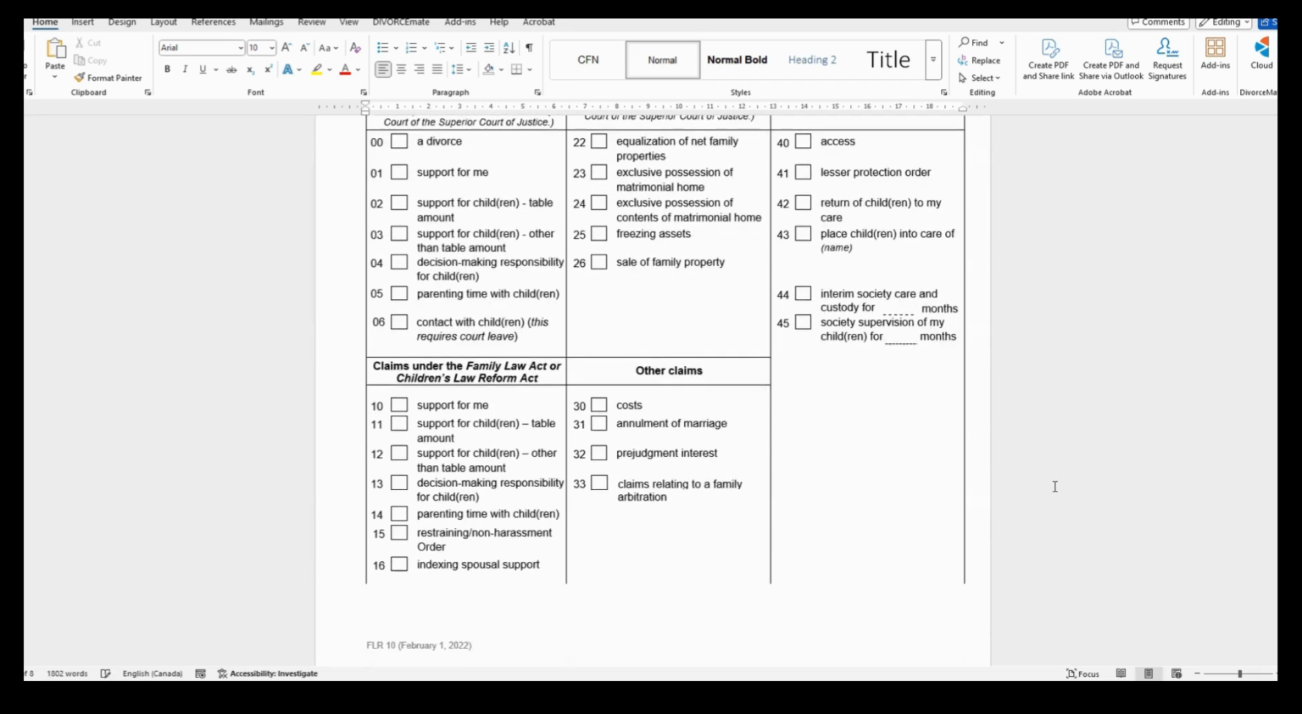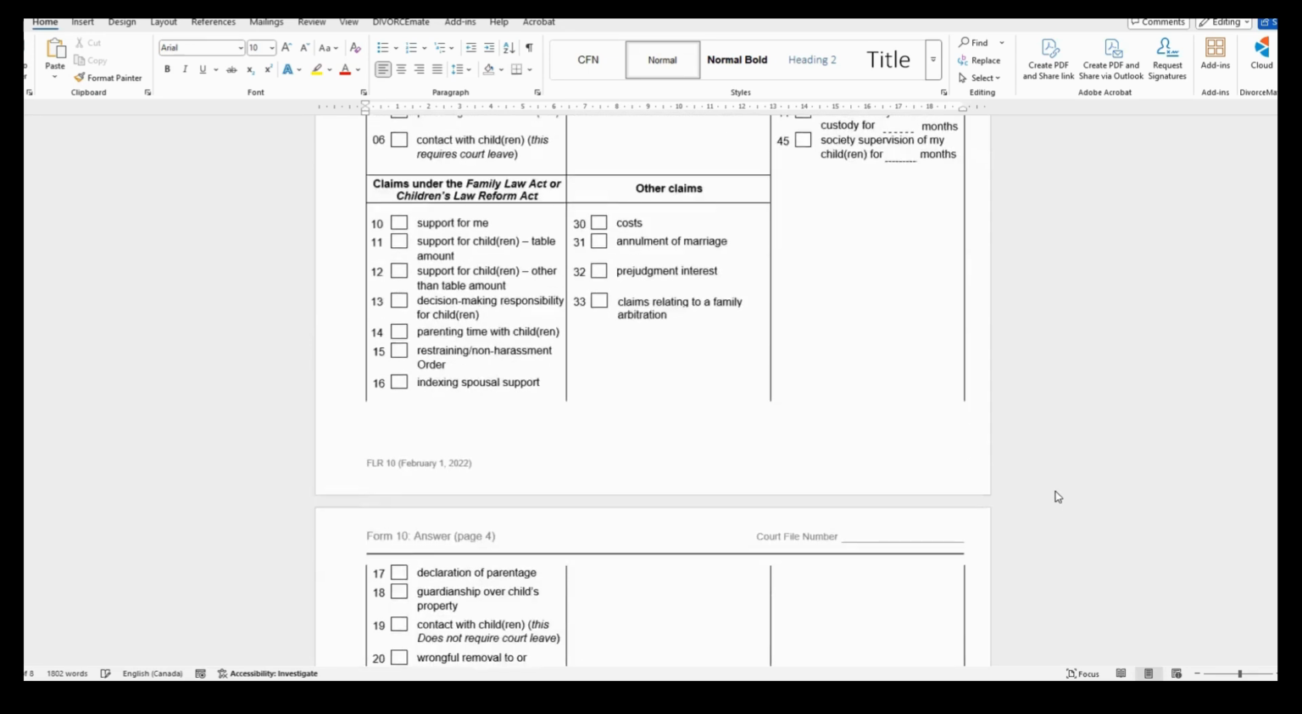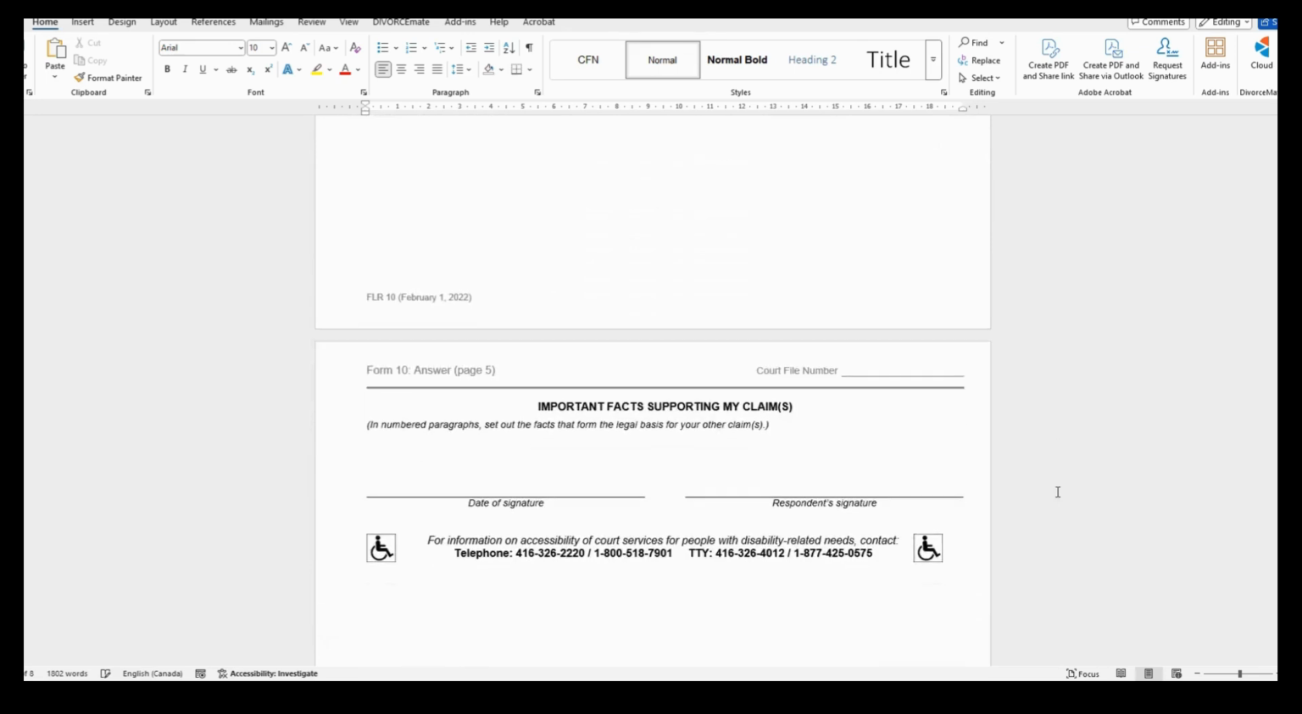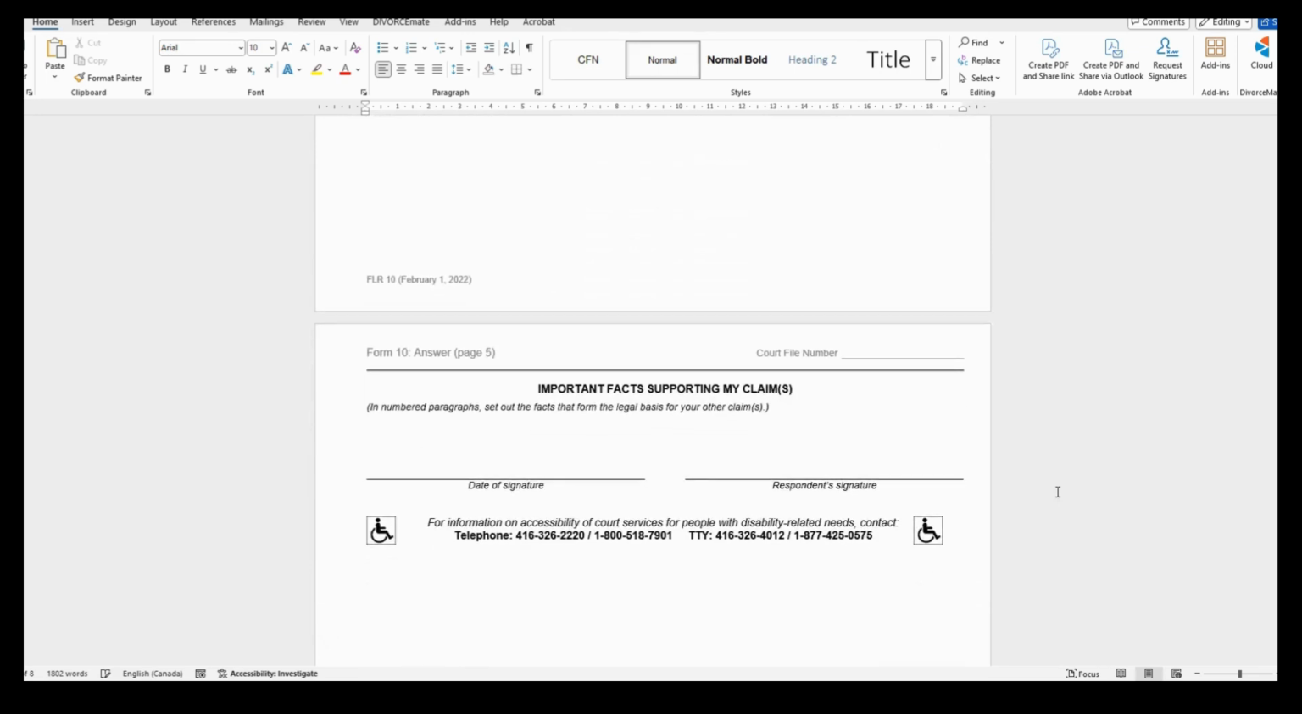You want to explain a little bit about the background, and you want to really respond to what the applicant has said in her area where it says important, or his where it says important facts supporting. There may be some allegations that are not true, that you don't agree with. You're going to want to put that here, and you want to have your side of the story. If you don't have enough space, just put C Schedule A and then put it under Schedule A.